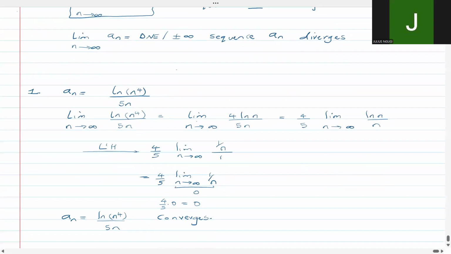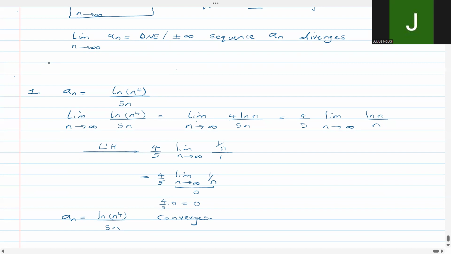For the first one, we have the sequence a_n equals natural log of n to the power of 4 divided by 5n. So we find the limit as n approaches infinity of ln of n to the power 4 over 5n.